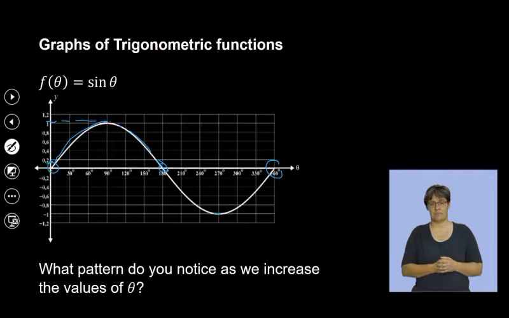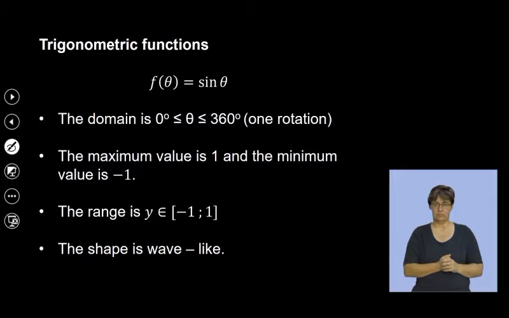So what pattern do you normally notice if we were to increase the values of theta? You can see that it is fluctuating. It's going up, it's going down, it's going up again. So that's the pattern that you will need to talk about there, right? So the domain of this will be theta is less or equal to 360 degrees or greater than 0 degrees.